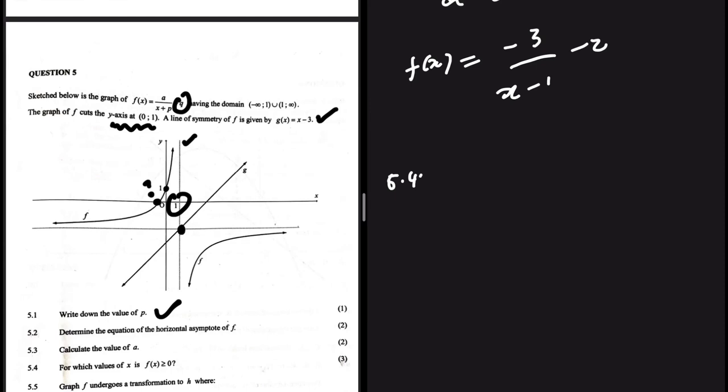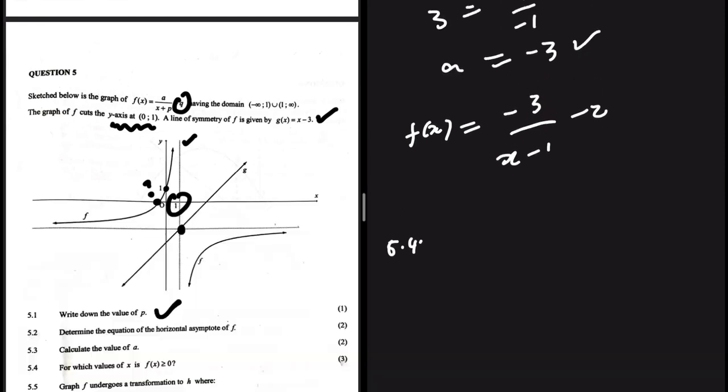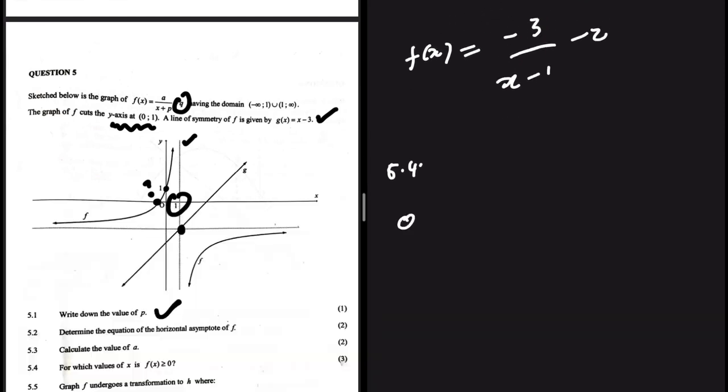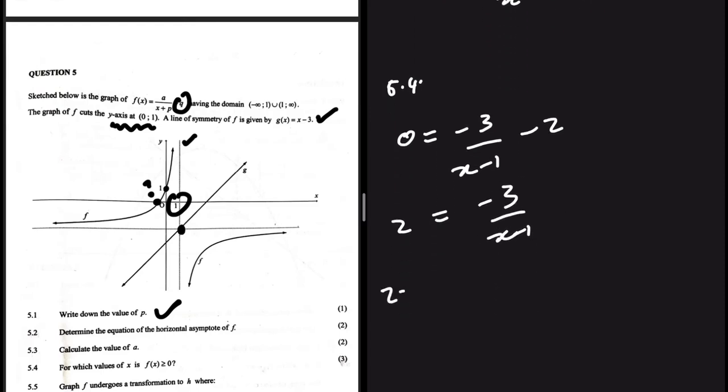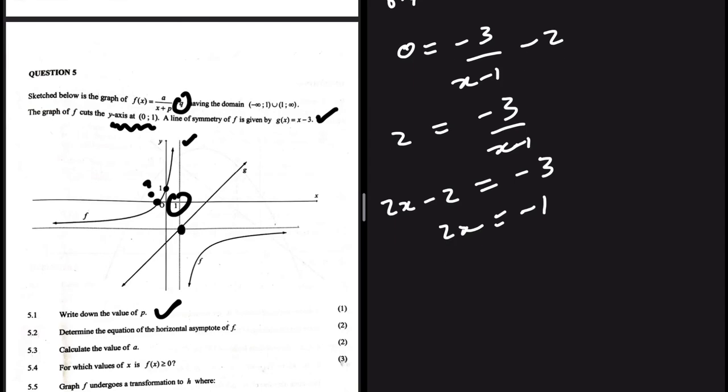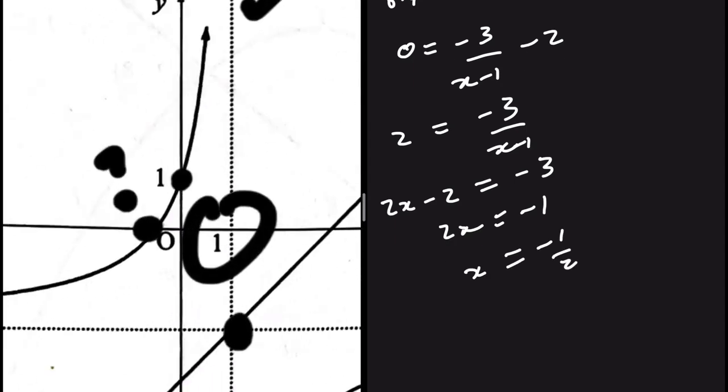Let's take a look. We need f of x to be equal to 0. So we have 0 equals minus 3 divided by x minus 1, minus 2. So 2 equals minus 3 divided by x minus 1. So 2x minus 2 equals minus 3. So 2x equals minus 1, so x equals minus 1 over 2. So the value of x at this point where it starts becoming positive is minus 1 over 2.